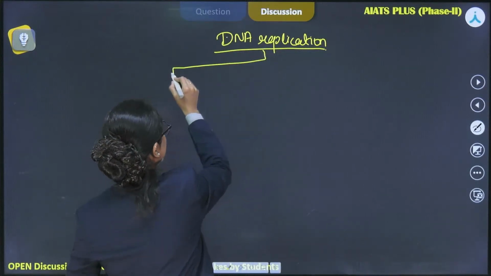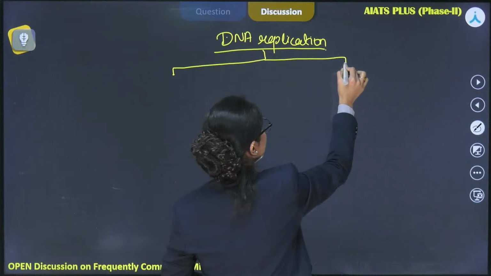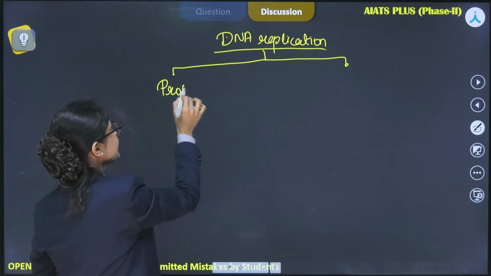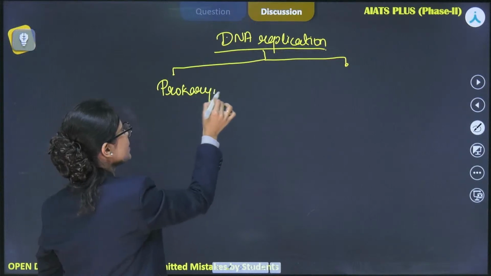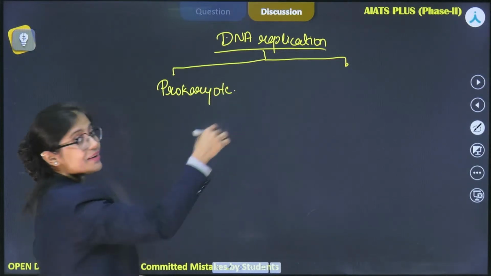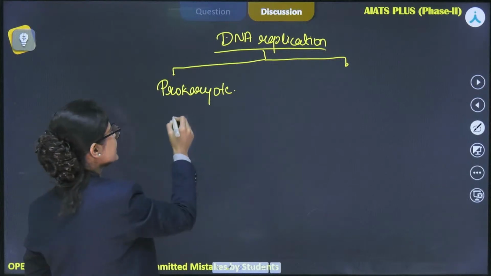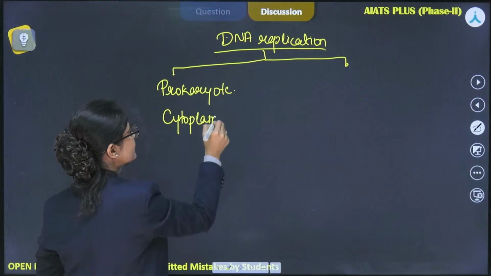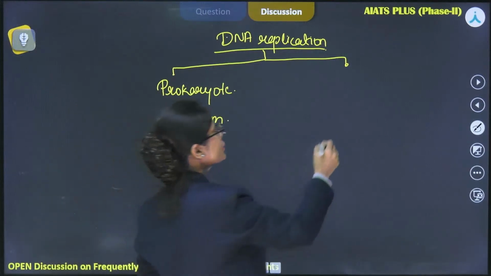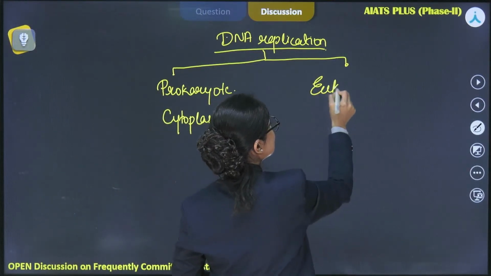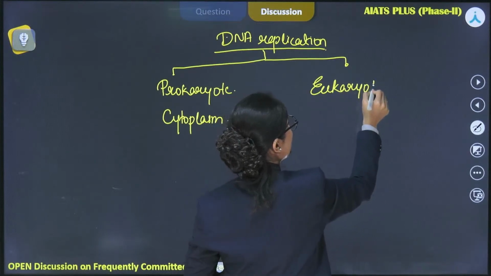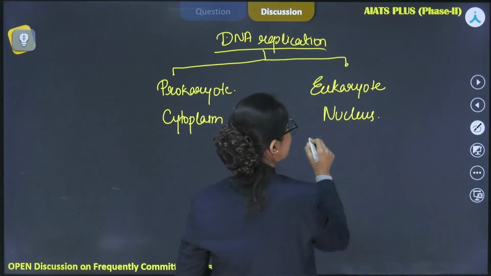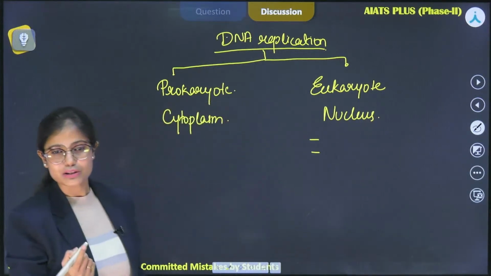Okay, so DNA replication. If we talk about prokaryotic cells, prokaryotic cells do not have any compartments in which the process could occur. So DNA replication in the prokaryotes will take place in the cytoplasm. If we talk about eukaryotes, as DNA is found in the nucleus, DNA replication will take place there. Along with that, two other sites are also there.